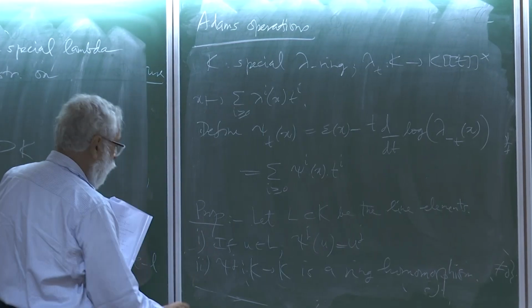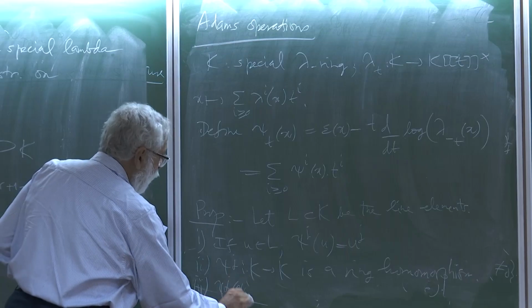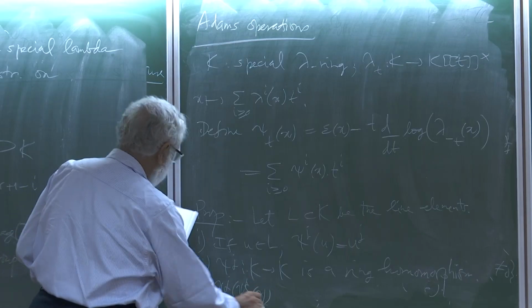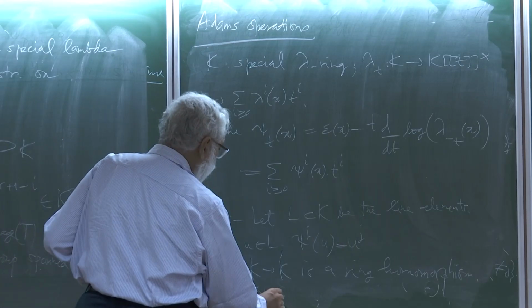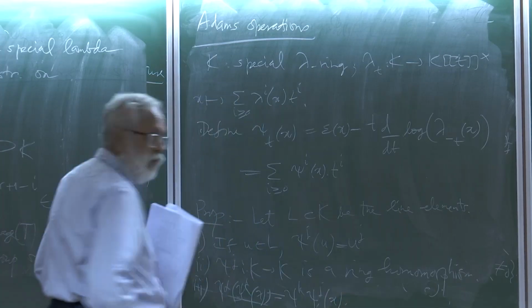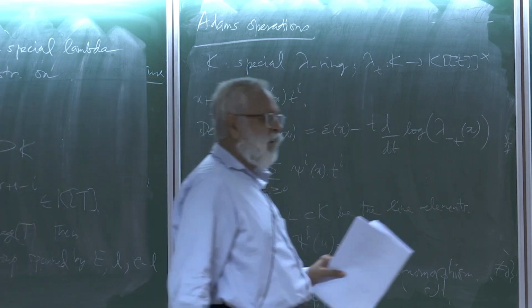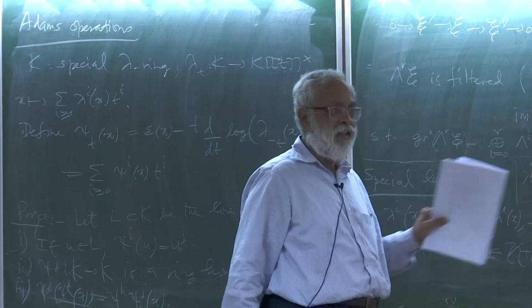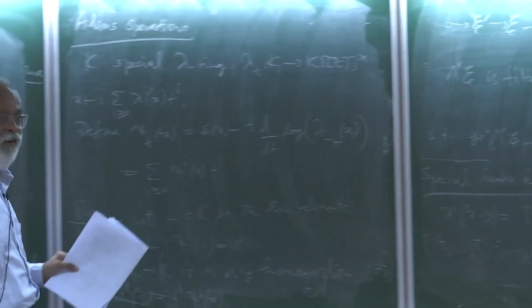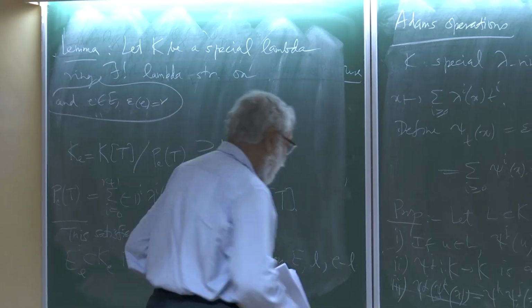Third, psi j of psi k of x is equal to psi k of psi j of x. They commute. I guess the lambdas do not commute. Right, there's some horrible form. Lambda could have been symmetric, but it's not. I should think about it.